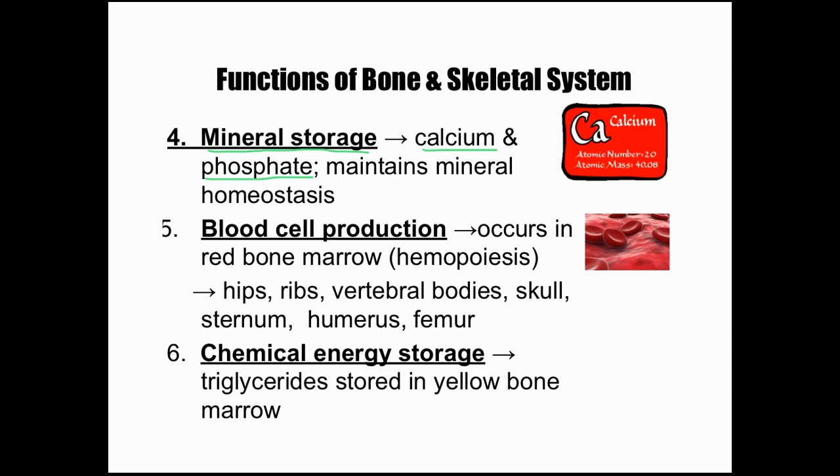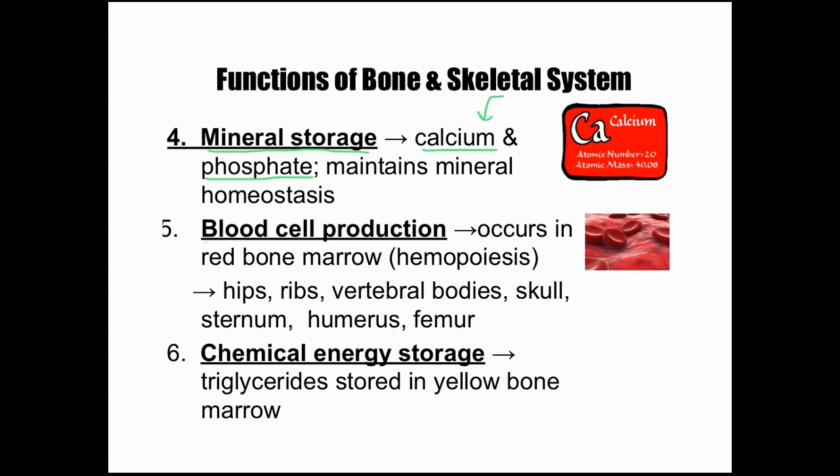Now, calcium is obviously important to help you build strong bones, but it's also important because a lot of your neurons have calcium channels. If you remember from the nervous system, those neurons require calcium ions.